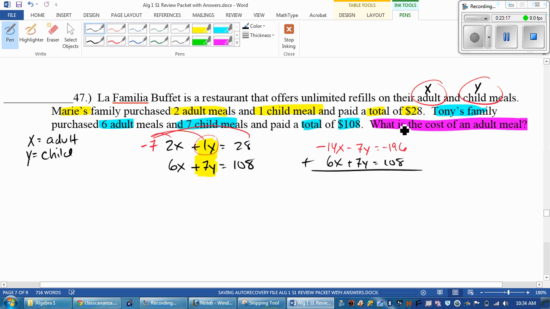Add these together. Negative 14 plus 6 is negative 8x. Our y's cancel. And then negative 196 plus 108 is negative 88. To get the x by itself, I'm going to divide both sides by negative 8. And we get that x equals 11. So x was our adults. They're asking how much was an adult meal. Adult meal was $11.